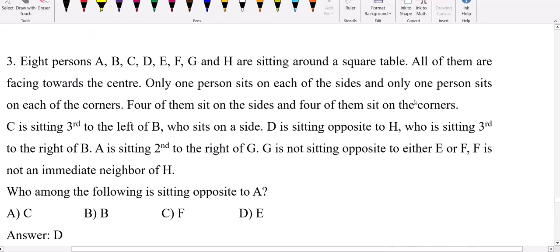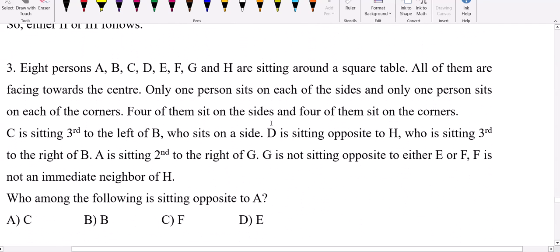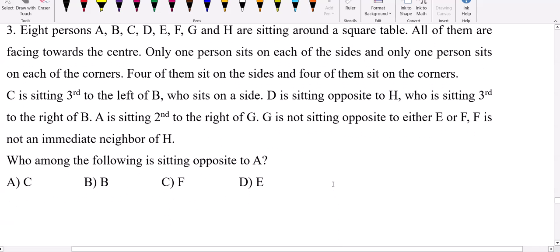Next question, okay, after this we'll give a certain break, but see the approach of handling this question. Seating arrangements, we need to put 8 people around a square table. All of them are facing towards the center. Only one person sits on each of the sides and only one person on each of the corners. So actually we have a square, 4 people at the corners, 4 people at the center of the sides. Total 8 people will be satisfied. 4 of them sit on the sides, 4 sit on the corners.